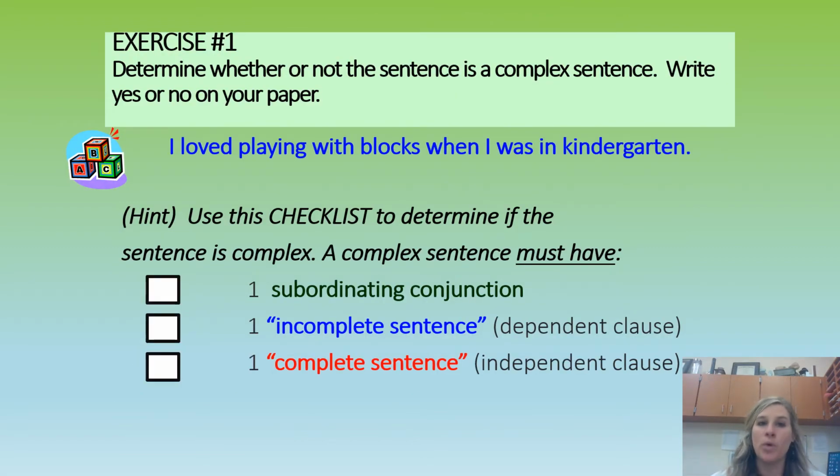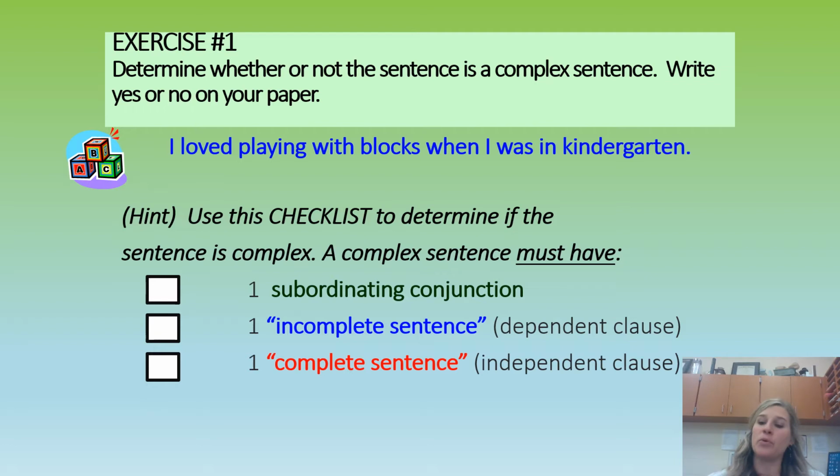Okay, so write a number 1 down on your paper. This is going to be some guided practice. We're going to decide if the sentence below is a complex sentence or if it's just a simple or a compound sentence. So the sentence is, I loved playing with blocks when I was in kindergarten. What you should do to determine if you have a complex sentence is first look for a subordinating conjunction. Now right now you're probably not going to be feeling very confident about subordinating conjunctions, but over the next couple of weeks they're going to start to pop out at you a little more easily.